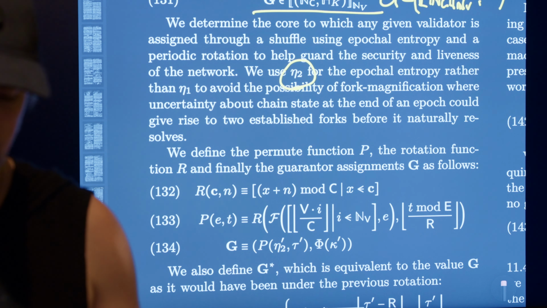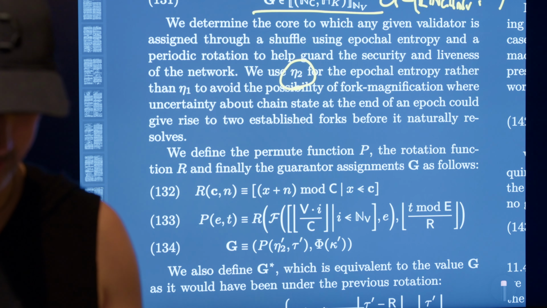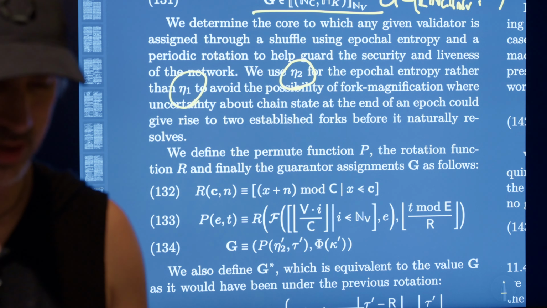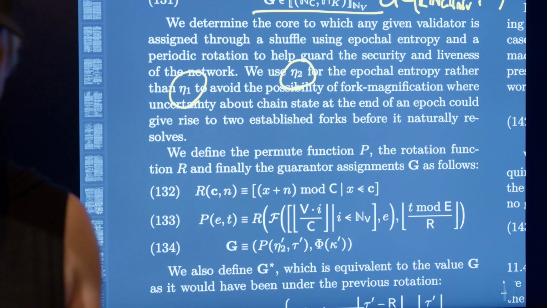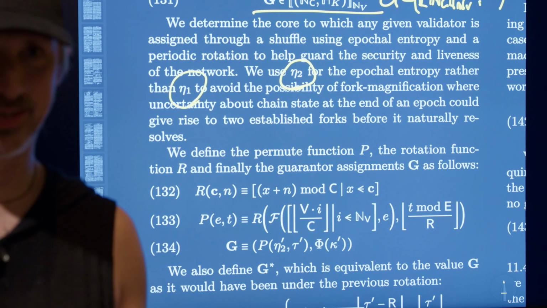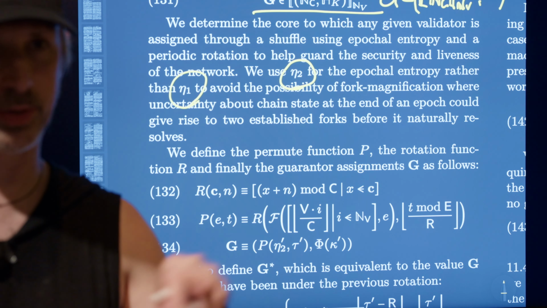Now, if we use this entropy immediately to determine what cores have been assigned to what validators, we'll end up with a validator potentially validating on 2 different cores depending on which fork they see.